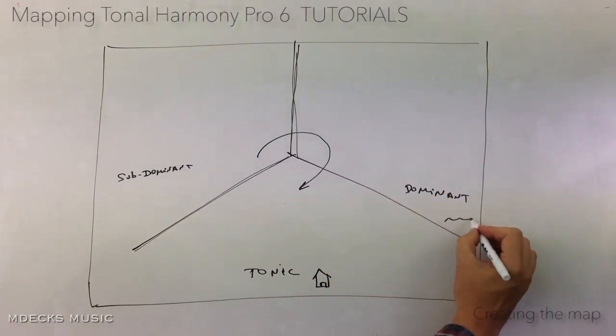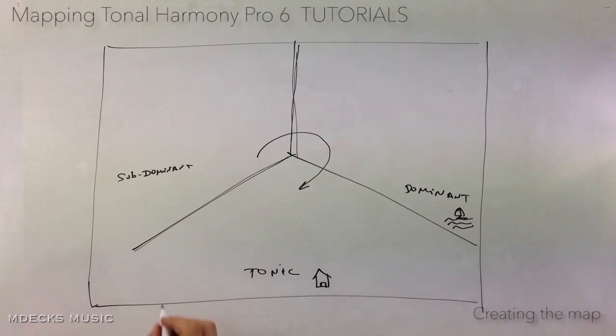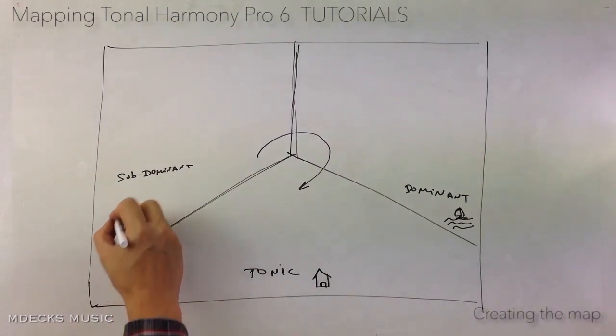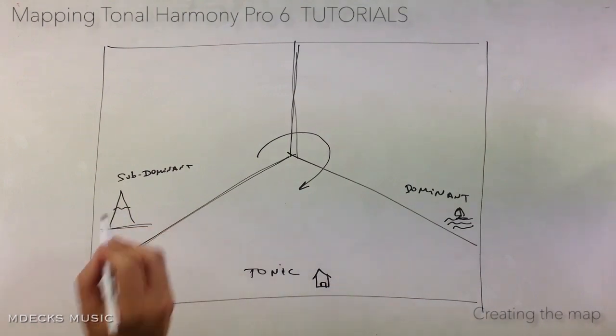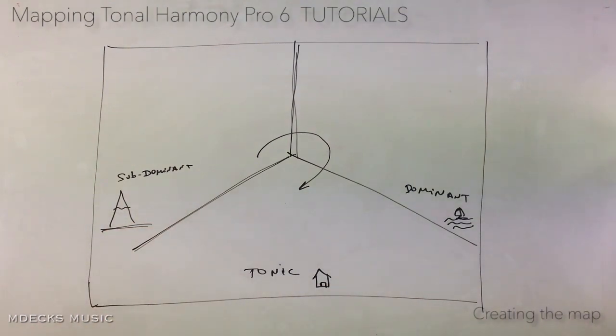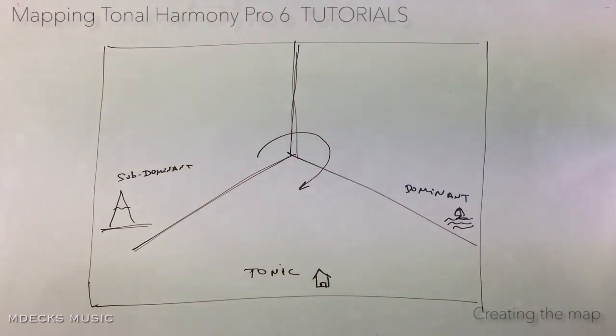Now, the dominant is the region with lots of tension. We can think of it as a rough sea. Then the subdominant. Not rough, but not home either. I always think of it as high ground. Let's say a mountain, probably because of the plagal cadence. So there are three harmonic regions: subdominant, dominant, and tonic.